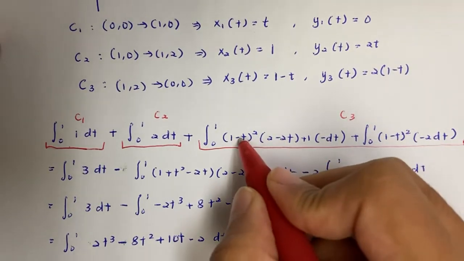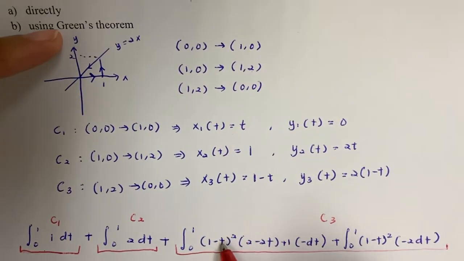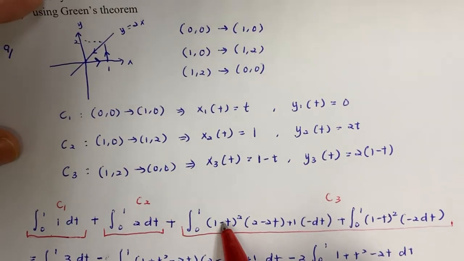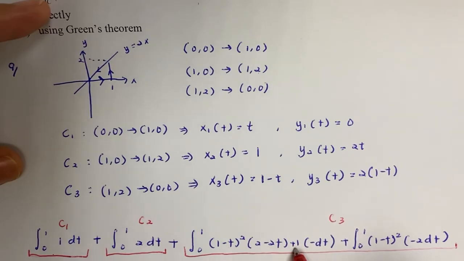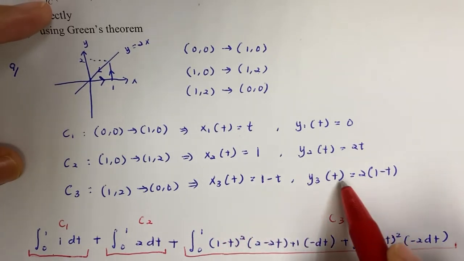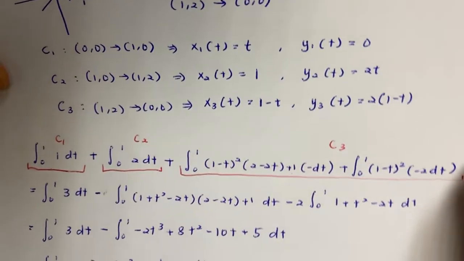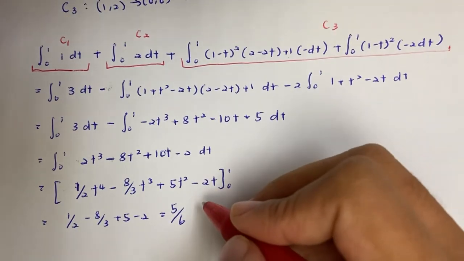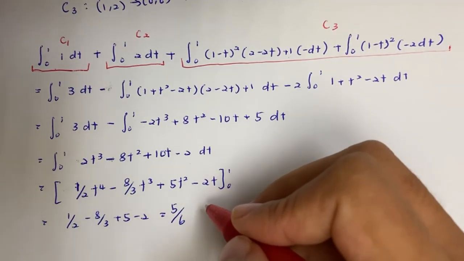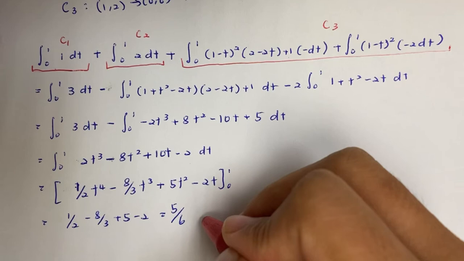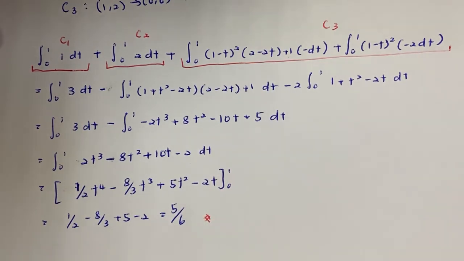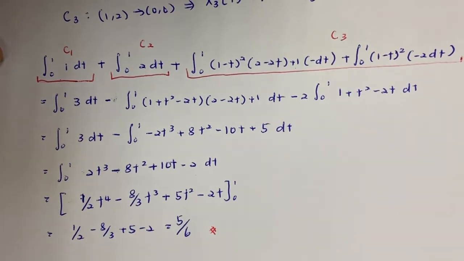Okay, this is x, this is x square, so this is x square y plus 1. This is dx. Find what dx is from here and dy from here, then you need to substitute. As you solve the double integral using the line integral directly, you get 5/6. The answer is 5/6. Okay, solve one by one.